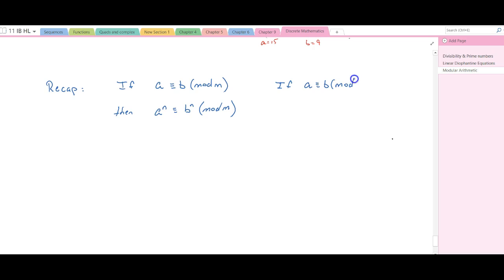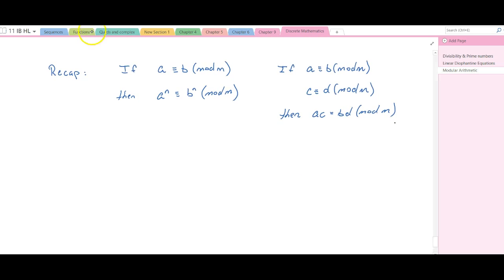Also, if A is B mod M and C is D mod M, then we get that AC is equal to BD mod M. So we're going to use those together with Fermat's little theorem, which I will state now, to solve some remainder problems. Fermat's little theorem is a cute title for something that's quite useful.